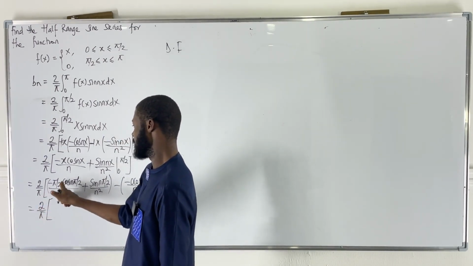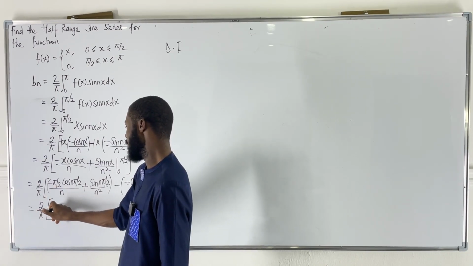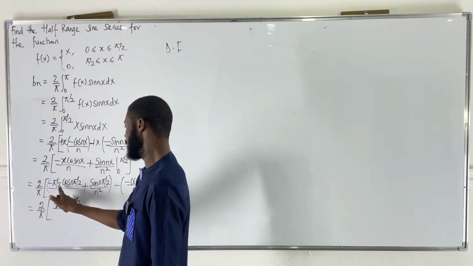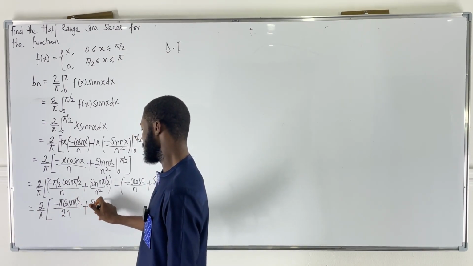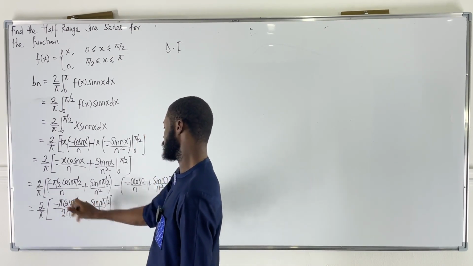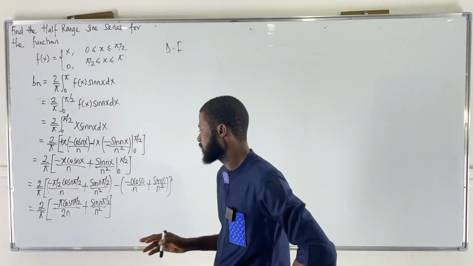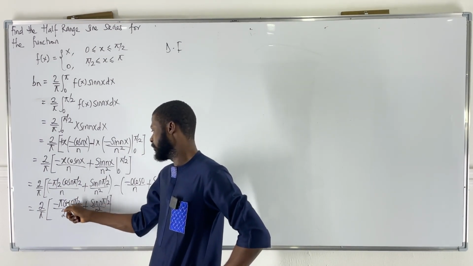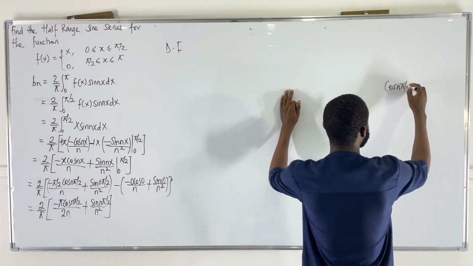Then, I feel there's a better way to write this. So let me take this over 2 to the bottom. So this will be minus pi cos n pi over 2, divided by 2n, plus sine n pi over 2 over n squared. What I want to do next is to see the behavior. I already know the behavior of sine. I want to know the behavior of cosine. So we have cos n pi over 2.